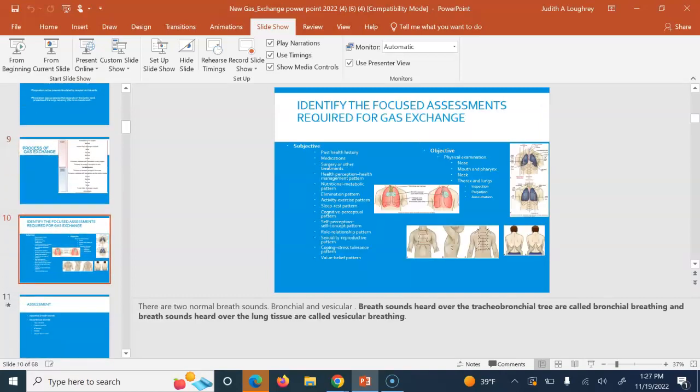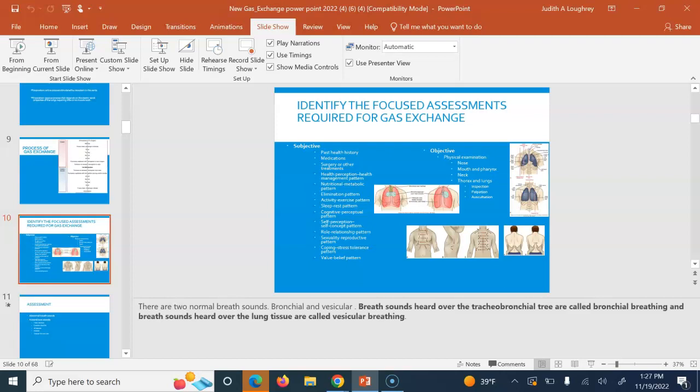When we are talking about respiratory assessment or respiratory problems, we need to do focused assessments. And what we would do is look at subjective data, which includes their past medical history and any medications they're on, surgical treatments, what is their perception of health, what is their nutrition like, their elimination pattern. We look at all those factors.